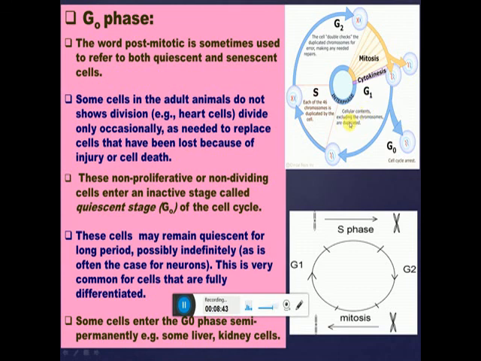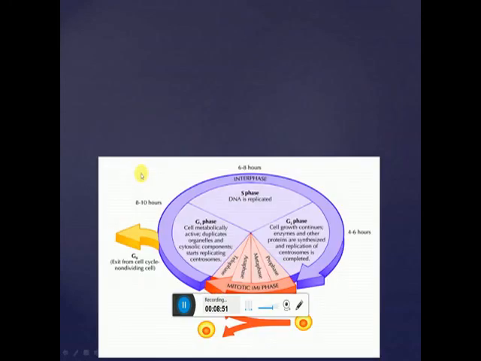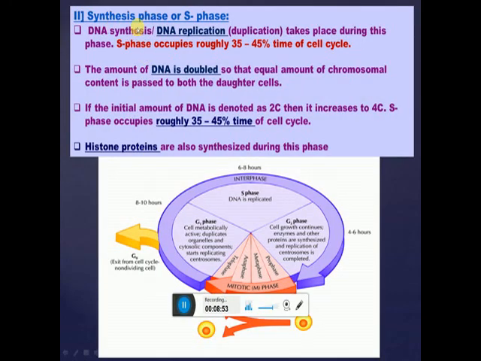The cell from G1 phase, after duplicating all the other organelles other than the DNA, enters into the S phase. So we are going to see the S phase now. The S phase is also called the synthesis phase. The DNA synthesis or DNA replication, same thing, DNA duplication, takes place during this phase. So it is called the synthesis phase.